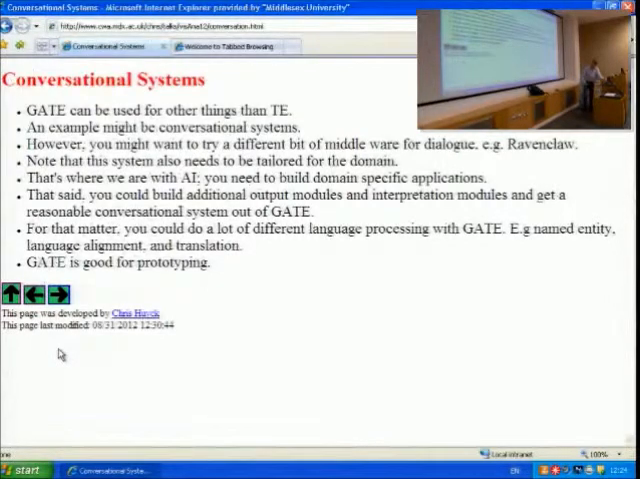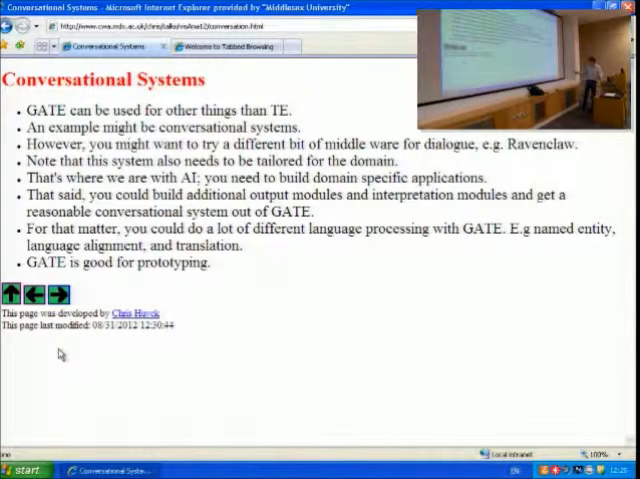I'm going to do one thing really quickly. Gate can be used for other things than TE. An example might be conversational systems. However, you might want to try a different bit of middleware for dialogue, for example, Ravenclaw, right? Note that this system also needs to be tailored for the domain. Ravenclaw does. That's where we are with AI. You need to build domain-specific applications. Right? If you want to do things really well, you have to put the knowledge in, right? Maybe you can use some machine learning there.